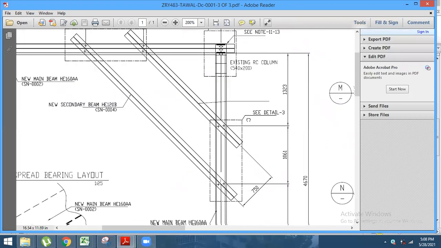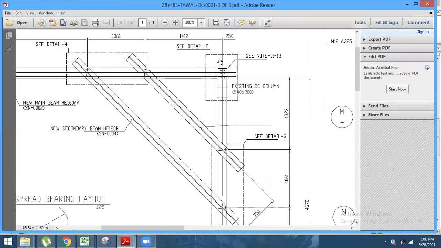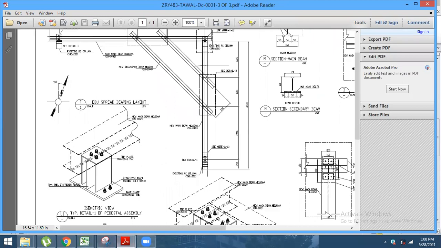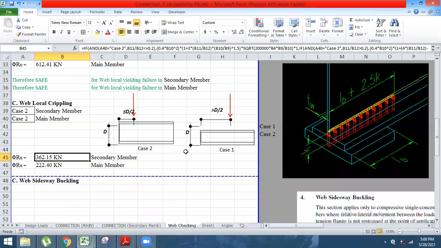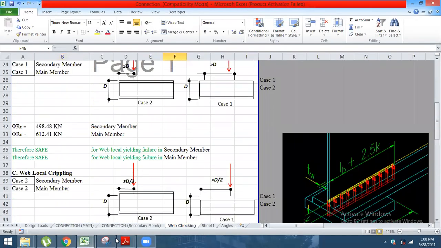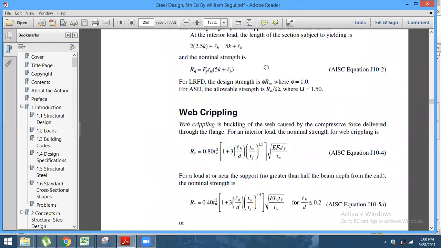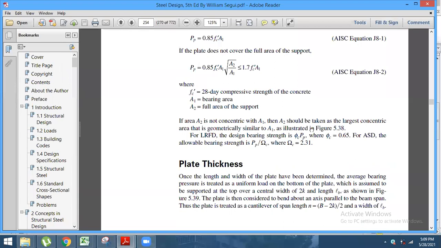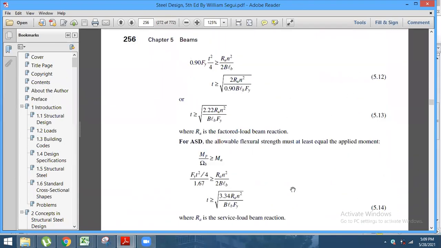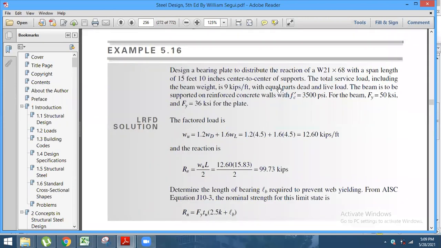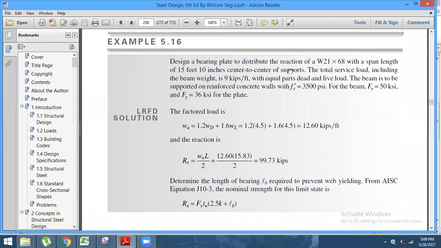So, like this one, may applied load tayo dito. Tapos, syempre, kailangan i-check yung sa support natin dito. Okay? So, ayun, yun yung checking na calculation. So, ito naman sa formula sa pag-compute ng thickness. So, dito. So, design a bearing plate to distribute the reactions.